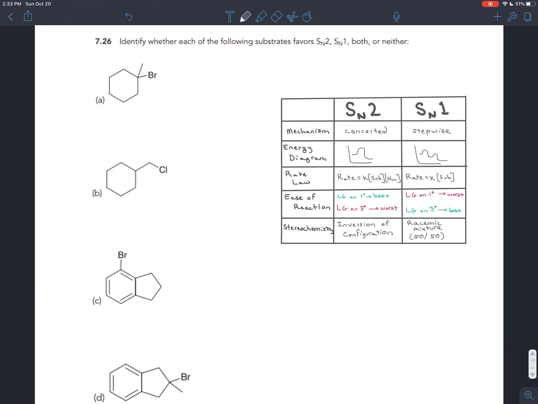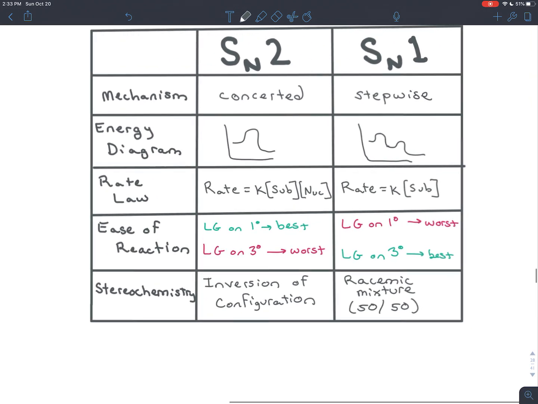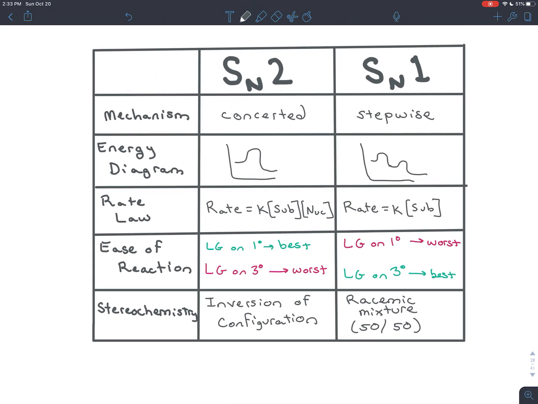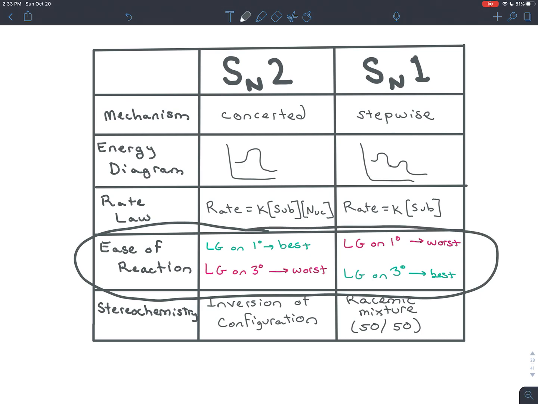And really, the clearest way to do that is to look at the carbon that the leaving group is on. In the video on understanding substitution reactions, we developed this little table. We talked about everything here, and we said that SN2 reactions happen best when the leaving group is on a primary carbon, because then there's no crowding, the nucleophile has plenty of room to come in and attack the electrophile. And they happen worst when the leaving group is on a tertiary carbon, because then everything's really crowded and the nucleophile can't get to the electrophile.